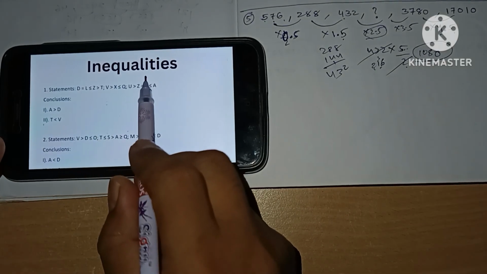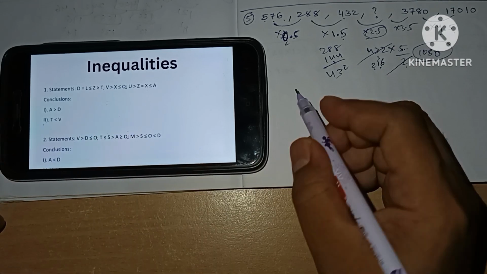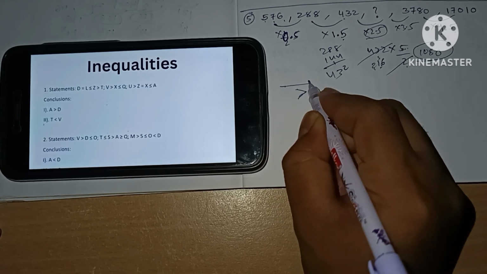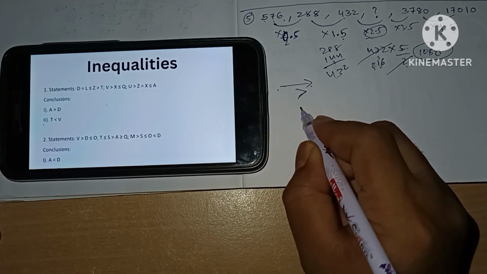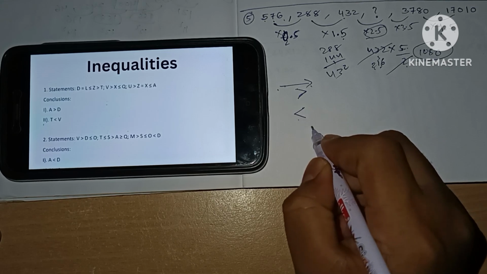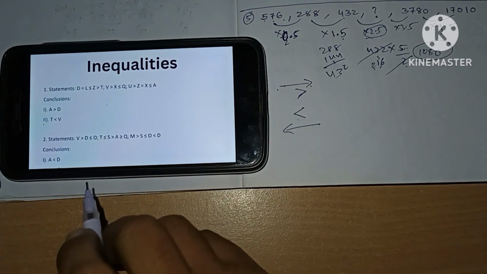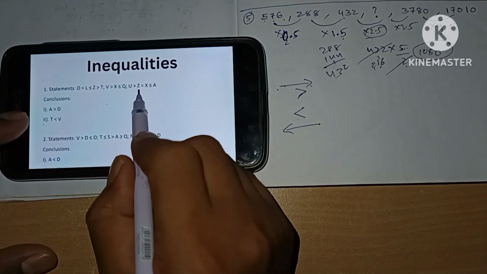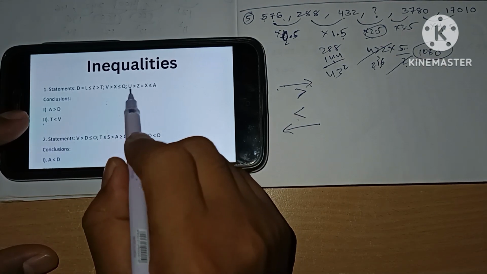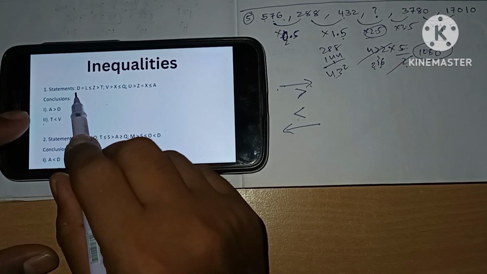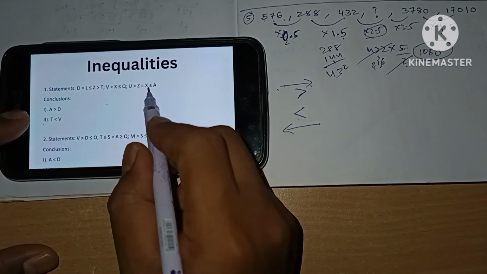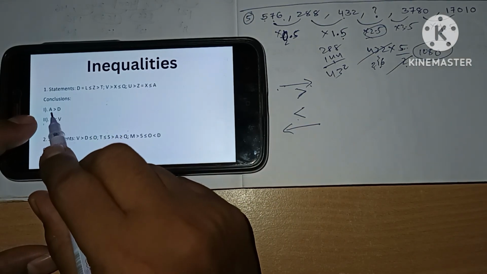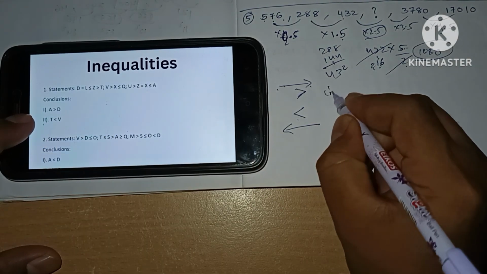Now we are going to solve inequalities. The method we use here is the flow method. If we see a symbol like this, we see a flow from this side to this side. If we see a symbol like this, it means the flow from this side to this side. Now let's see with the questions. The flow from A to D. From A we can reach to Z. From Z we can reach to D. Okay, but everywhere equal to also here, equal to and equal to, but there is no equal to in our conclusion. So first conclusion will be false.